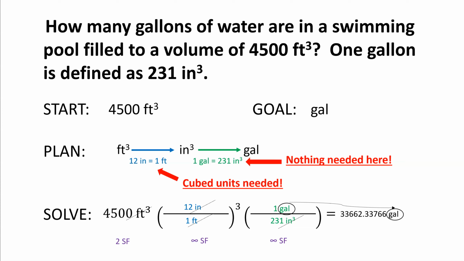Our 12 inches equals a foot is a definition. It has infinite significant figures. And our 1 gallon is also defined, so it is exactly 231 cubic inches, also infinite significant figures. So we need to round that final result to have only 2 significant figures. You can put it in scientific notation, or you can leave it in decimal form, and we have 34,000 gallons, or 3.4 times 10 to the 4th gallons.